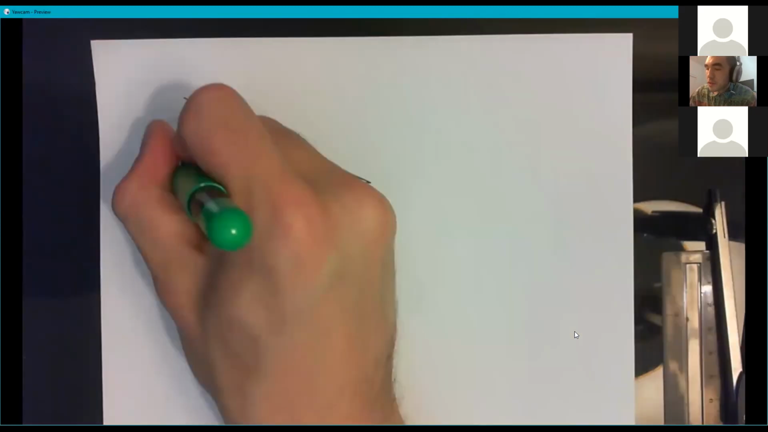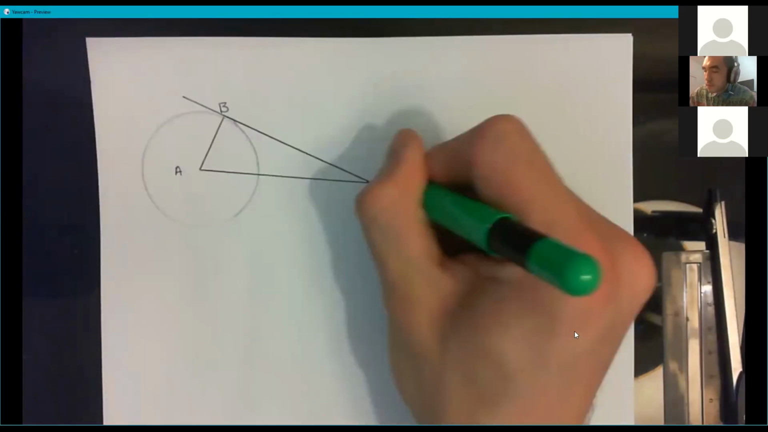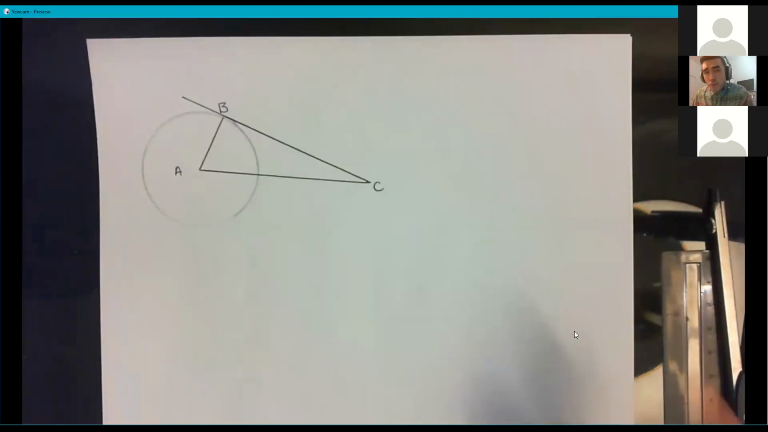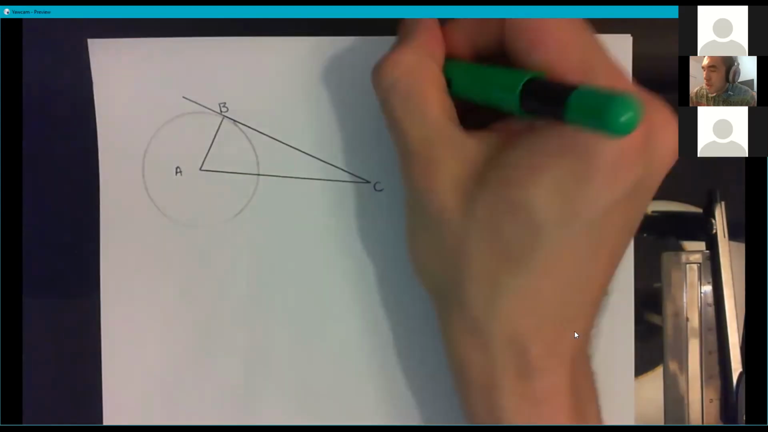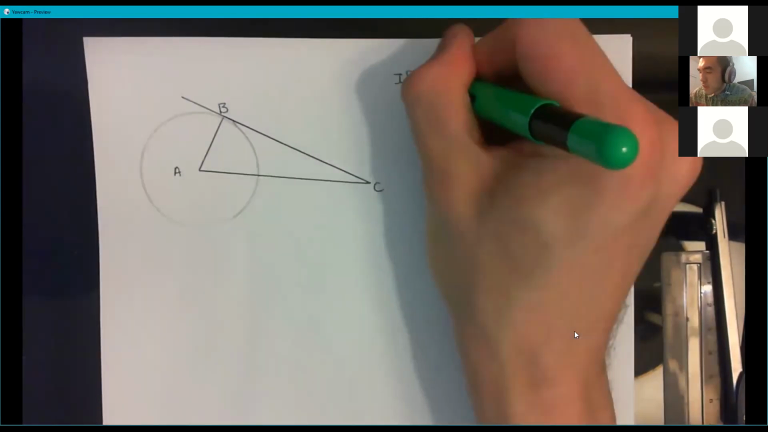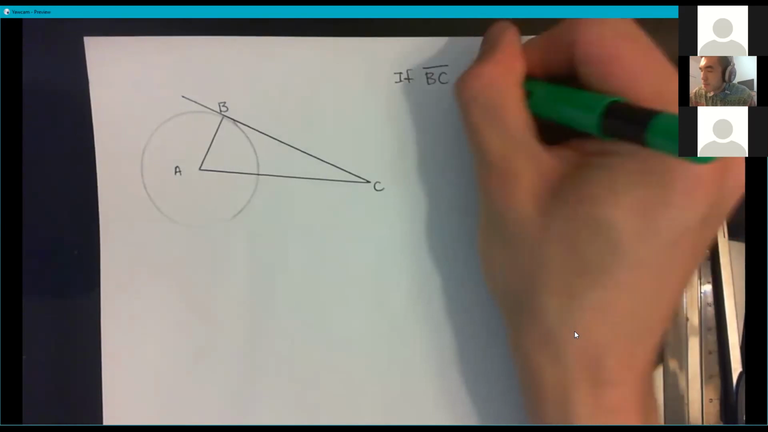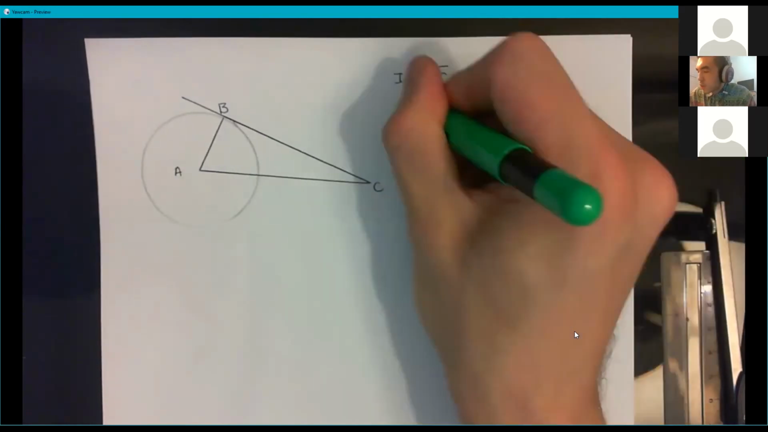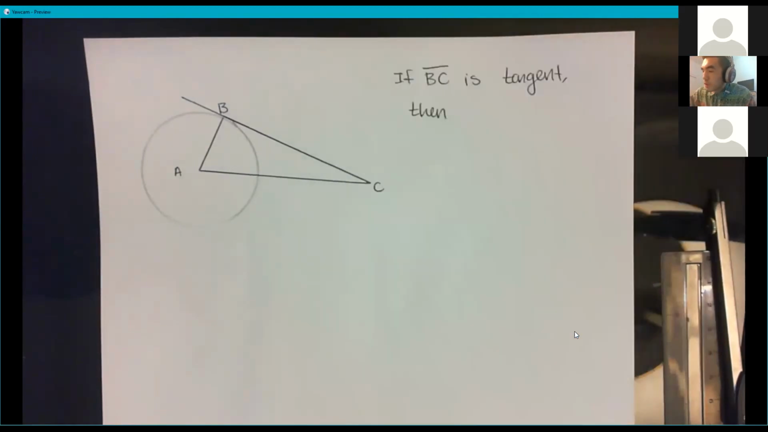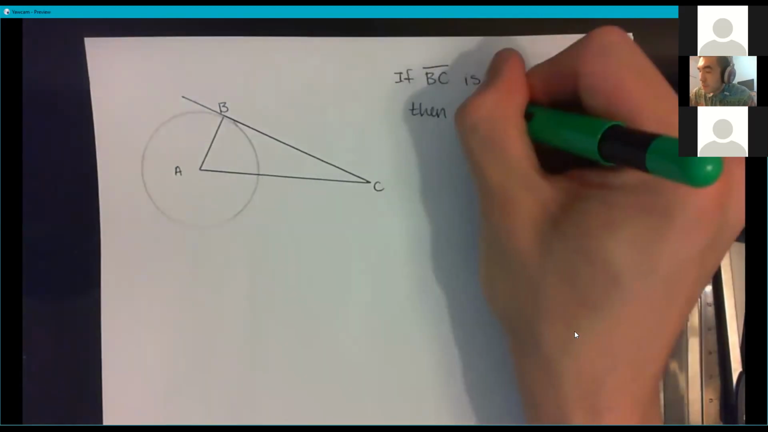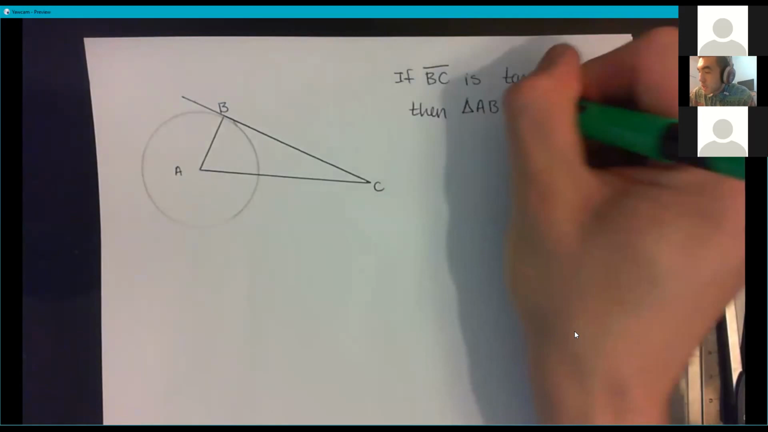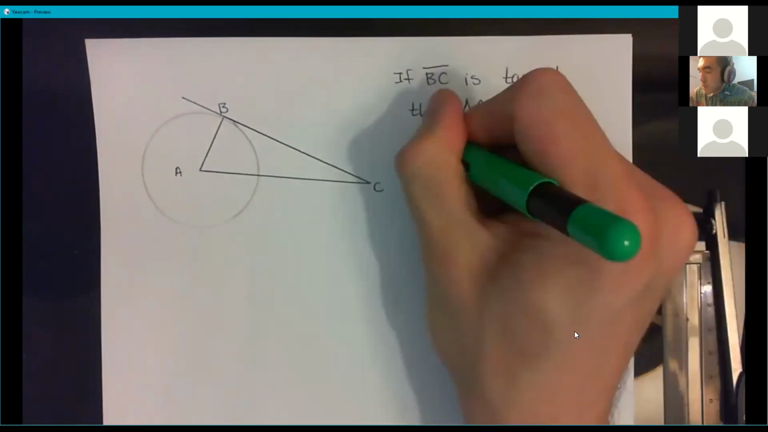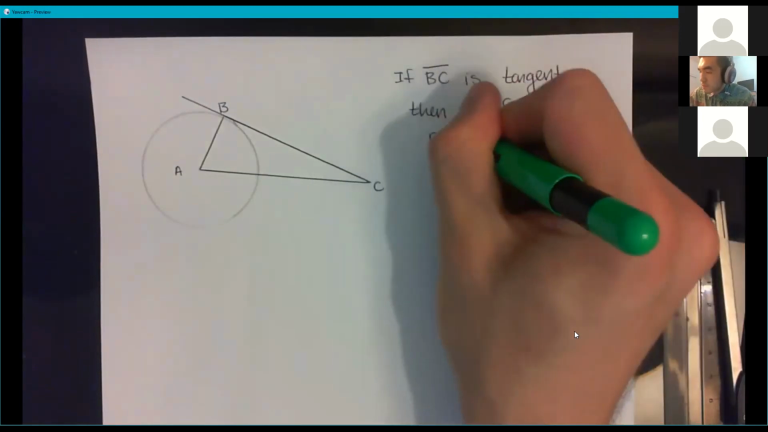Let me toss 3 points on here, A, B, C. Special property one, if BC is truly a tangent line, then we can make the conclusion that triangle ABC is a right triangle. And what can we do with right triangles?